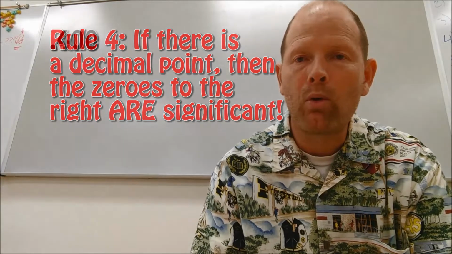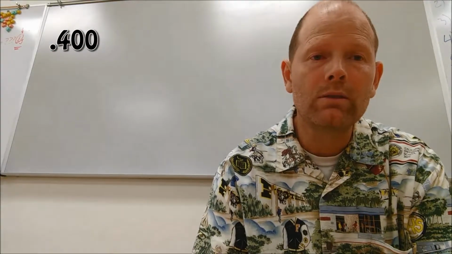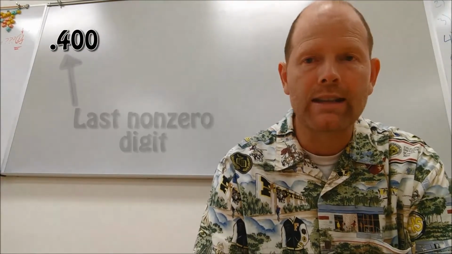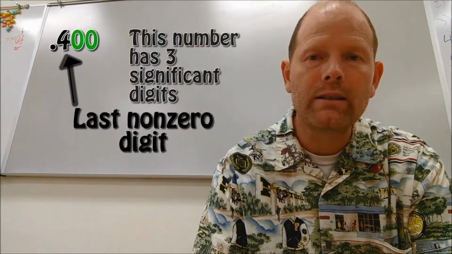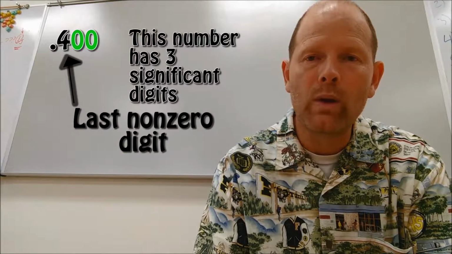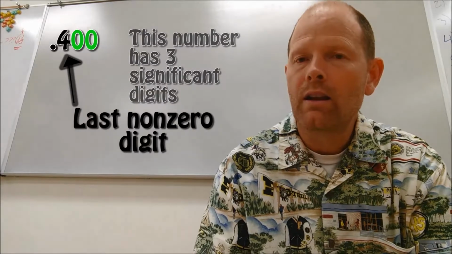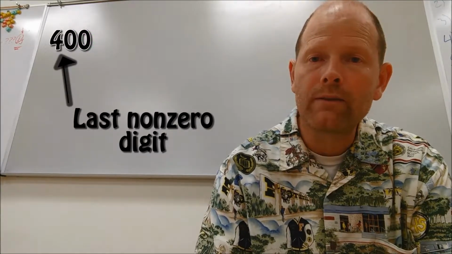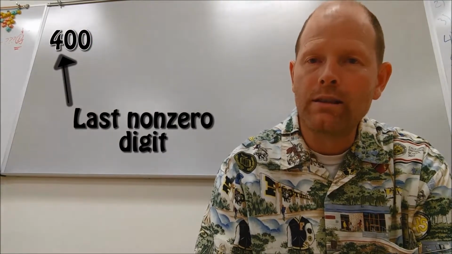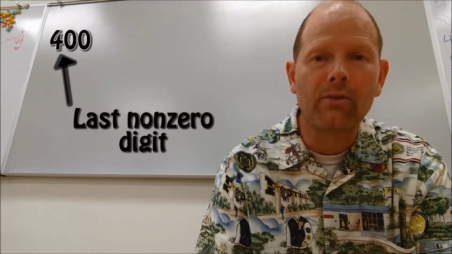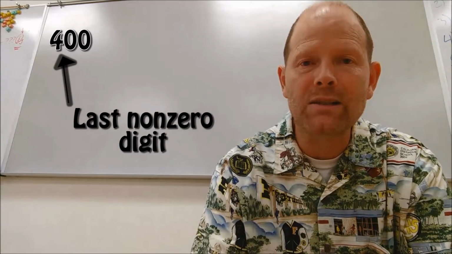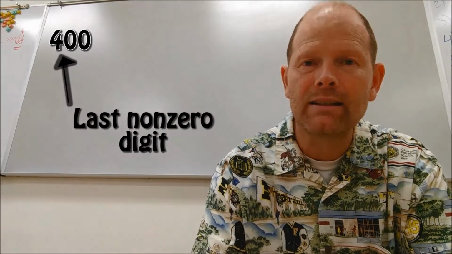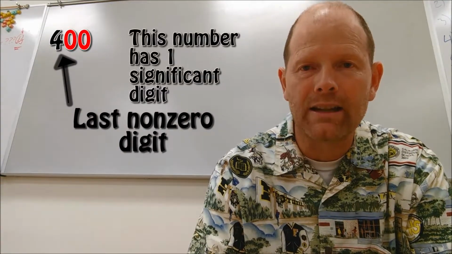For example, 0.400, the zeros are to the right of the non-zero digit, the 4, and because there is a decimal point, that means that they will be significant. Another example, 400. Once again, the zeros are to the right of the 4, and therefore we have to look and see if there's a decimal point. In this case, there is not, and so the zeros are not significant.